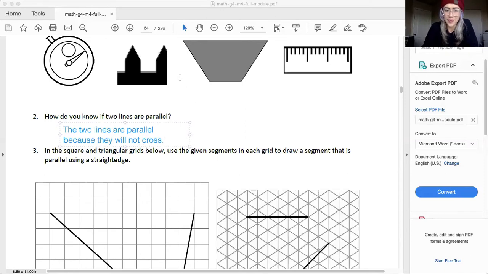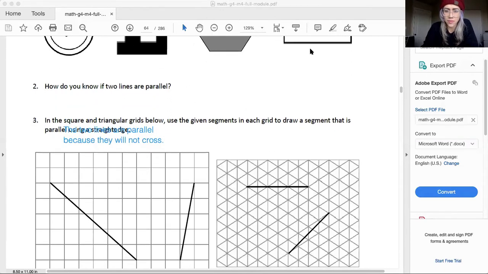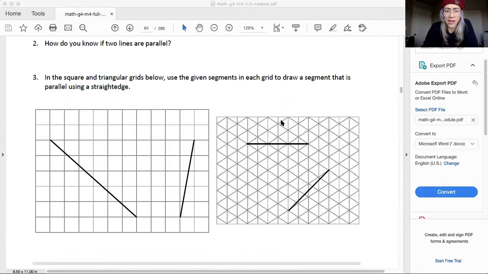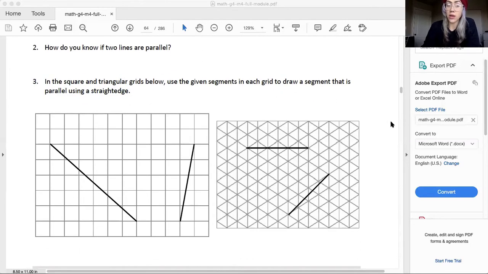All right, let's move ahead to number 3. In the square and triangular grids below, use the given segments in each grid to draw a segment that is parallel using a straight edge. Here we go. So what you're going to do is you're going to take your pencil, and yesterday we were doing perpendicular lines. Well, today we are doing parallel. So you have to use something to draw a straight edge with.